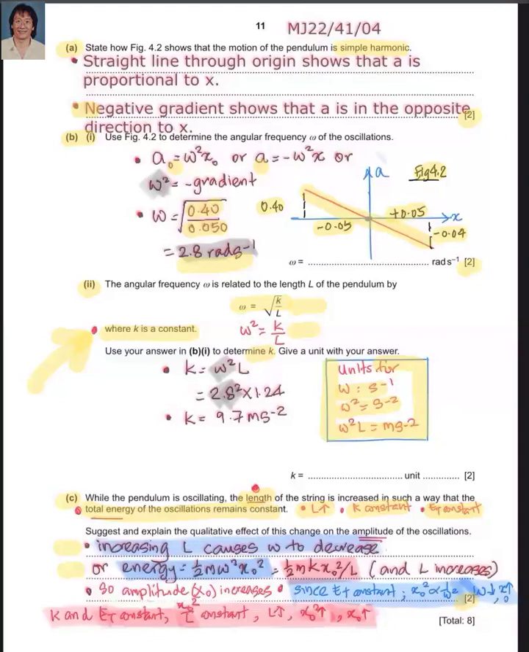XO will increase. Alternatively, you can also say that the total energy is equal to half mk XO squared divided by L. So when your K and ET are constant, your XO squared divided by L is also therefore a constant since your ET is constant. Therefore, when L increases, your XO squared also increases. Therefore, XO will also increase. It means the amplitude will increase. This is how you score the second mark.